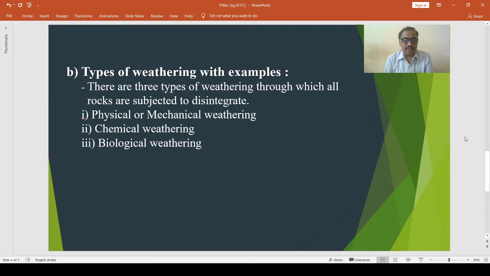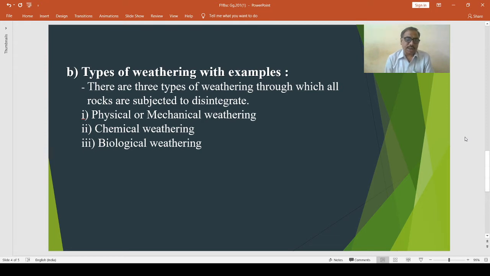The wind also plays an important role to disintegrate rocks. Mechanical weathering is carried out by changes in temperature, freezing action of water. Freezing action of water means frost, and rain. The first factor which affects the degree of weathering is temperature.